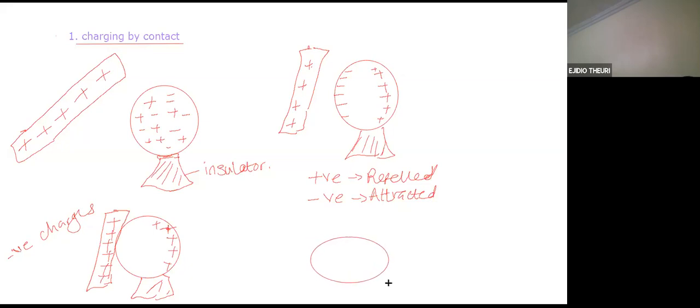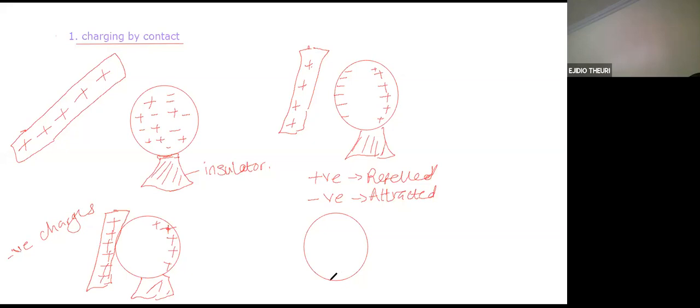Finally, you're going to remove the rod. When you remove the rod, I hope you're following. Good. This is a topic that everyone should understand. Everyone should understand it very well.